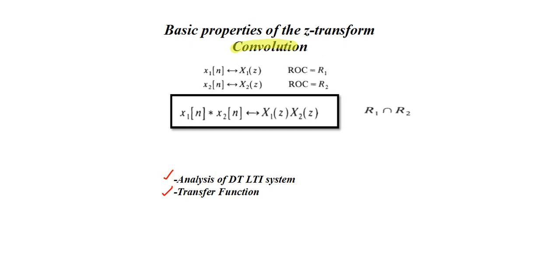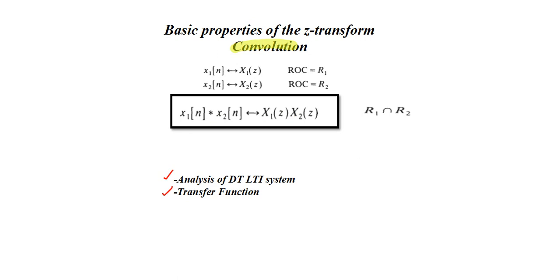In this property, if the transform of x1 of n is x1 of z and the ROC is R1, and another signal x2 of n has transform x2 of z and the ROC is R2, then the convolution of the two sequences, x1 of n convolution x2 of n, is not multiplication, it's a convolution operation. In the time domain the convolution operation becomes multiplication in the Z domain. Here it is simply x1 of Z into x2 of Z.